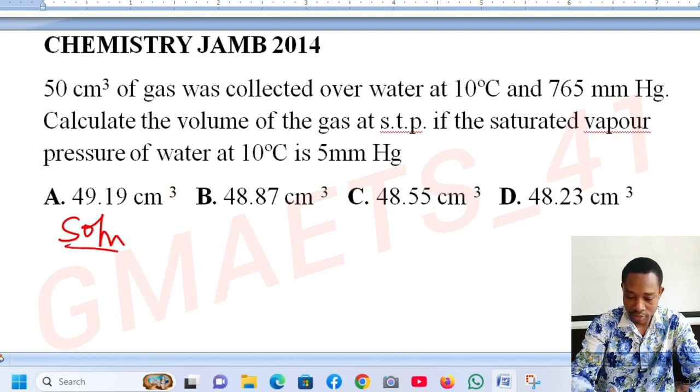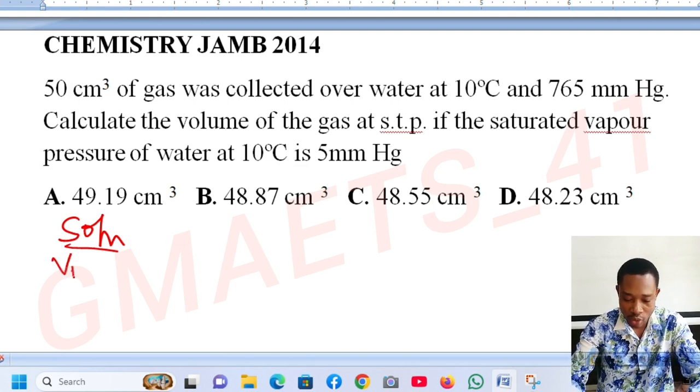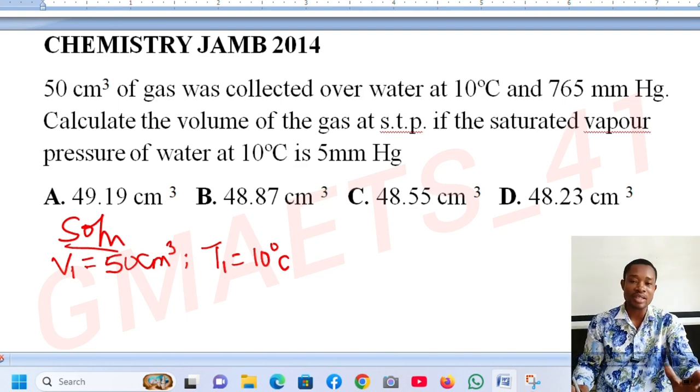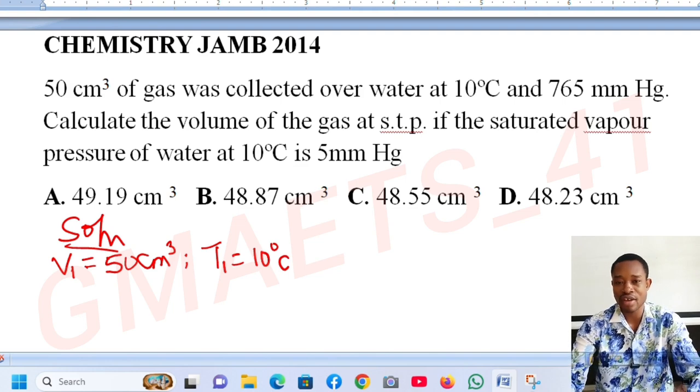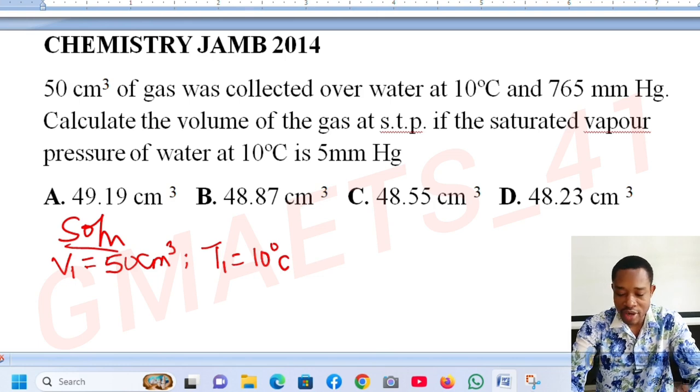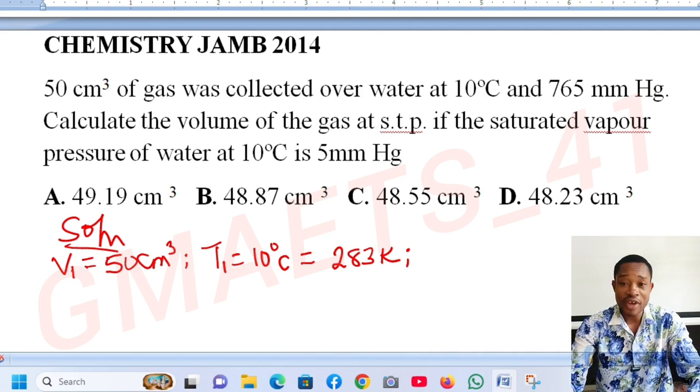So we have our solution. Now, the parameters given to us: we have initial volume V1 is equal to 50 cubic centimeter. And then you find out that the initial temperature, T1, is equal to 10 degrees centigrade. You are required to convert this 10 degrees centigrade to Kelvin by adding 273 to that 10. If you add 273 to 10, you will get 283 Kelvin. That's cool.